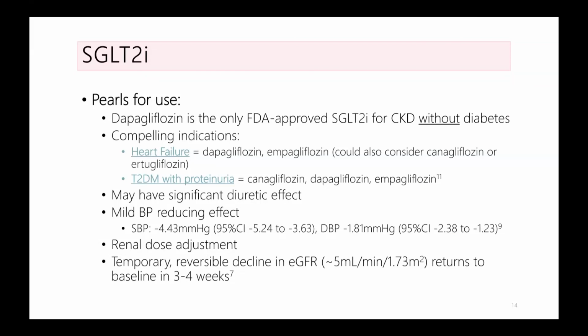These SGLT2 inhibitors may have a significant diuretic effect, so often patients who are on other diuretics may need to have the dose of those medications adjusted when they start an SGLT2 inhibitor. These also have a mild blood pressure reducing effect of about 4.5 millimeters of mercury for the systolic blood pressure. And then renal dose adjustment is necessary for these medications as they can cause a transient decline in eGFR that resolves in about 3 to 4 weeks.